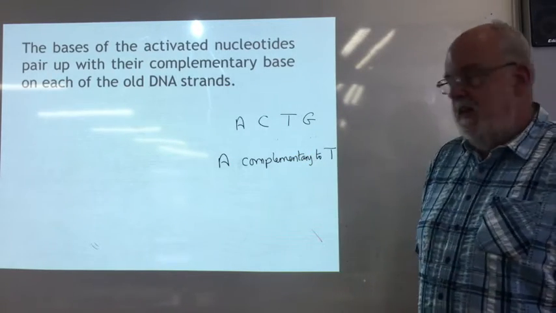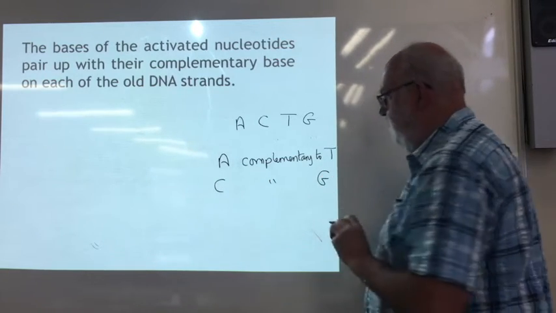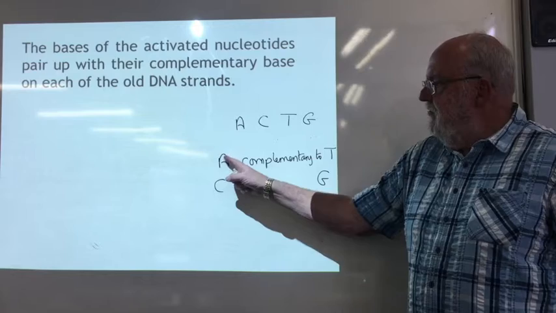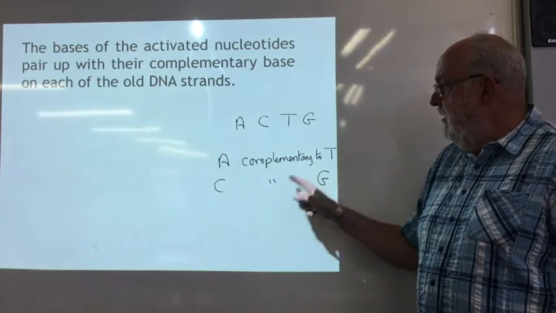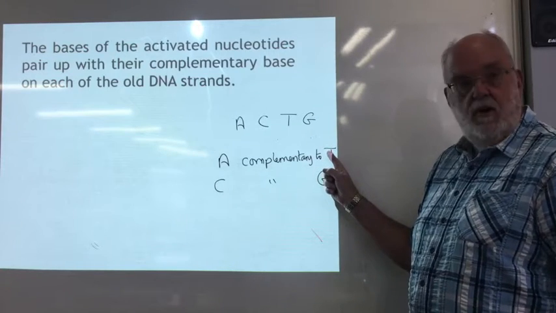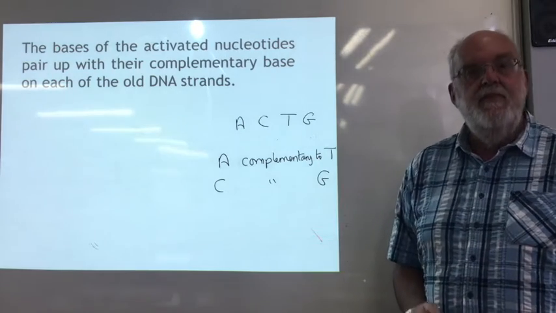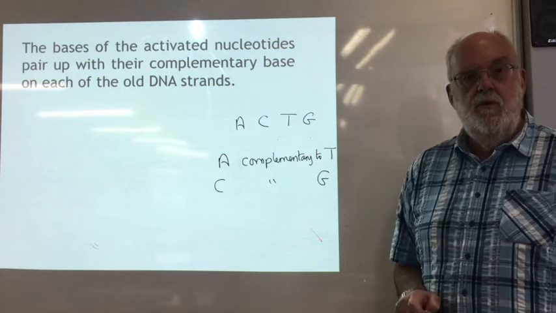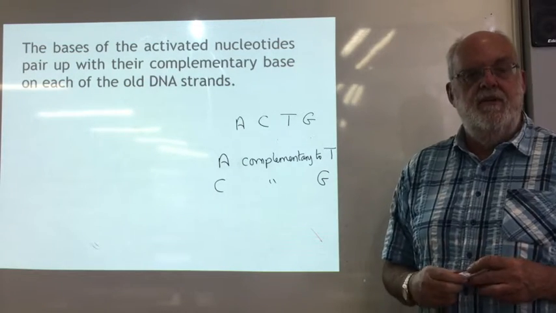And cytosine is complementary to guanine. So you can't fit an adenine next to a cytosine because they're not complementary. You can't fit cytosine to thymine because they're not complementary. This is the only way they will pair up. And that has got something to do with their structure and also the way that the hydrogen bonds fit together.